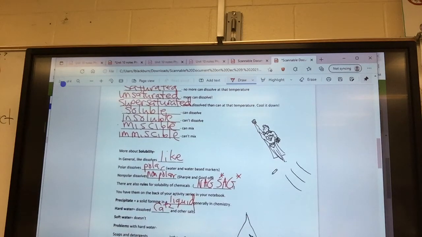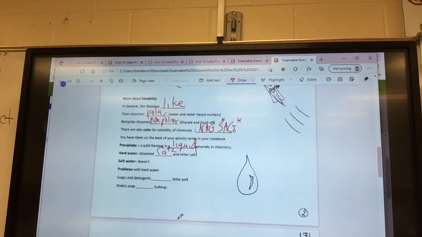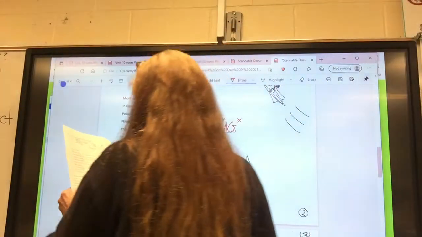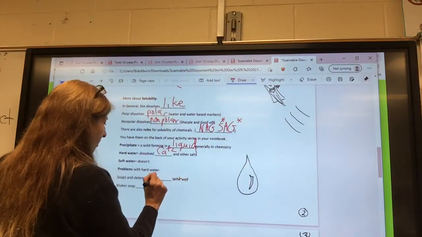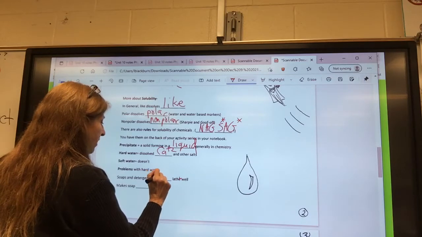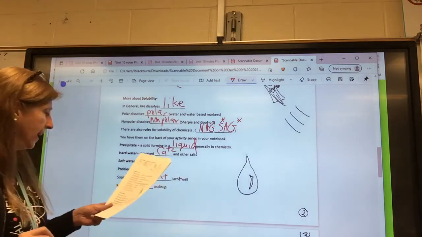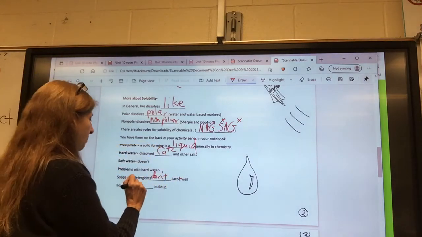Is that in cats? That says calcium ions, Ca2+, and it is a cation. So what's wrong with hard water? Soaps and detergents don't lather well, and it makes soap scum build up.